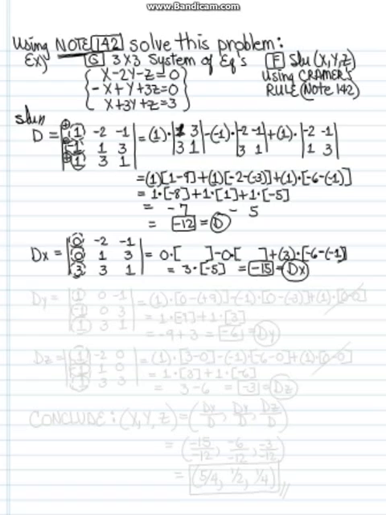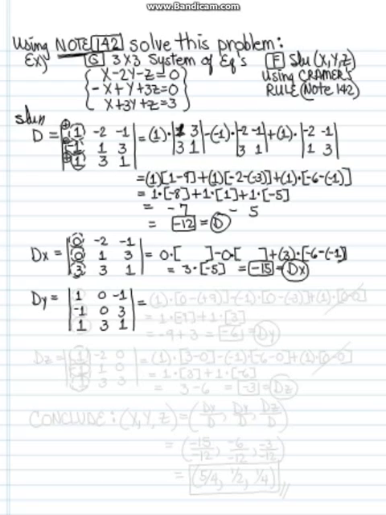Let's find D sub y. D sub y equals, okay, we're going to keep the coefficients of the x's, which were 1, -1, 1. We're removing the coefficients of y's and replacing them with the constants 0, 0, 3, and then keep the coefficients of the z's, -1, 3, 1.